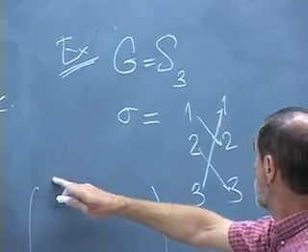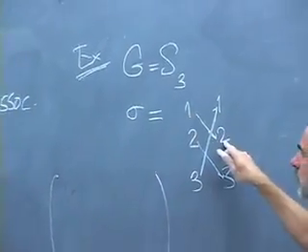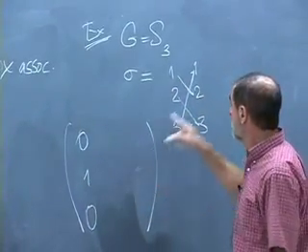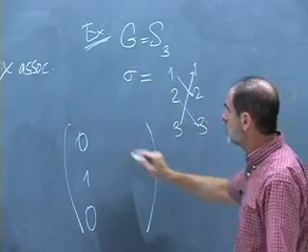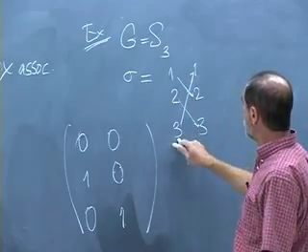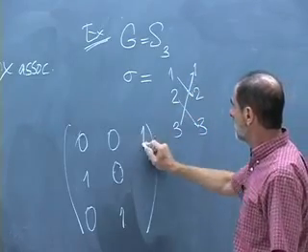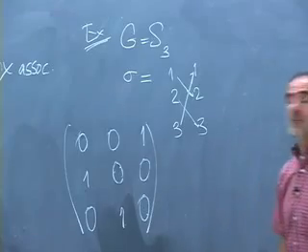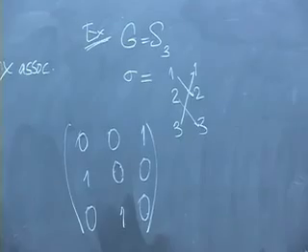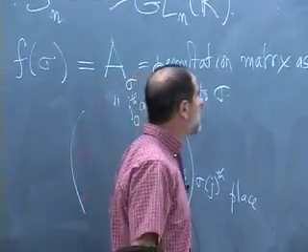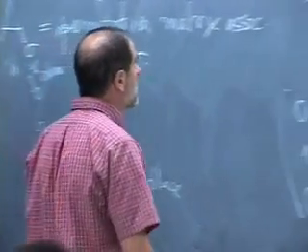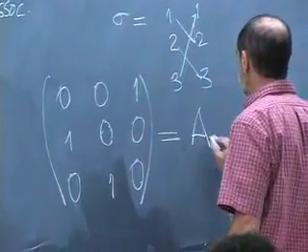In the first column, you see where you take 1, it takes it to 2. So the first column looks like this. 1 occurs in the second place. In the second column, you see where it takes 2. It takes 2 to 3. So you put a 1 in the third place. And in the third column, you see where it takes 3. It takes it to 1, so it looks like this. So not only does every column have just a 1 in it and the rest zeros, every row has just a 1 in it and the rest zeros, because it has to go to somewhere. And it's a permutation. So this would be the matrix A_sigma.